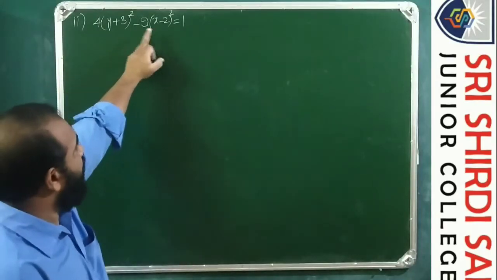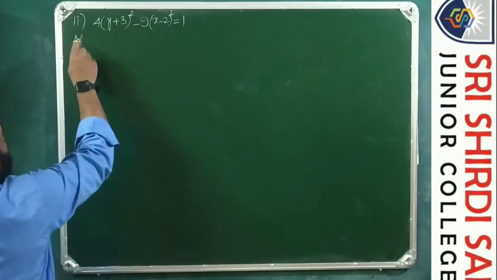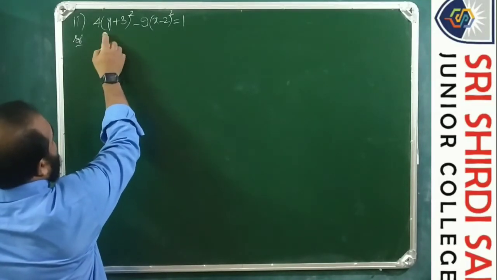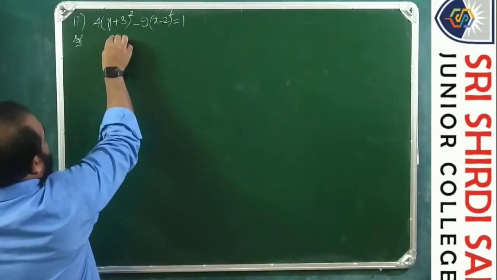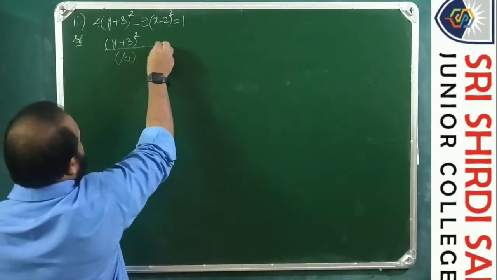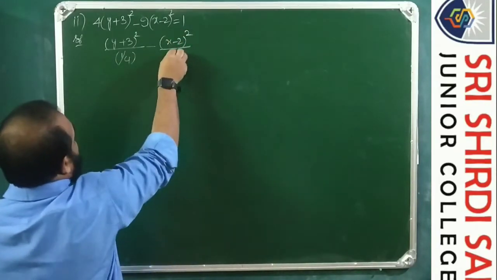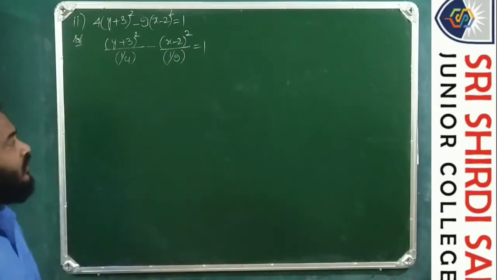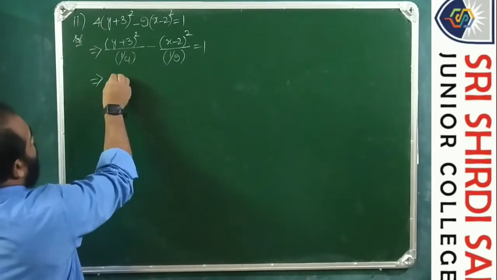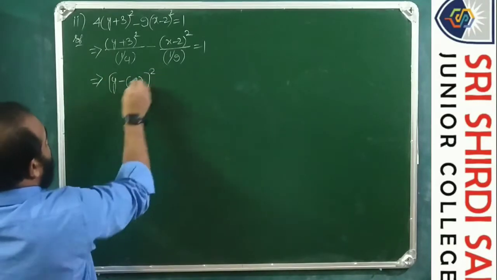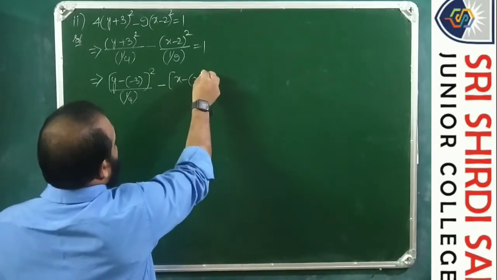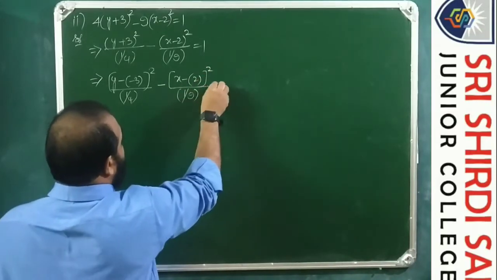4 into (y plus 3) whole square minus 9 into (x minus 2) whole square equals to 1. So this is the given hyperbola. So this is equal to 4 into (y plus 3) whole square minus 9 into (x minus 2) whole square equals to 4. This can be written as (y plus 3) whole square by 1 by 4 minus (x minus 2) whole square by 1 by 9 is equal to 1. So this is the form (y minus of minus 3) whole square by 1 by 4 minus (x minus 2) whole square by 1 by 9 is equal to 1.